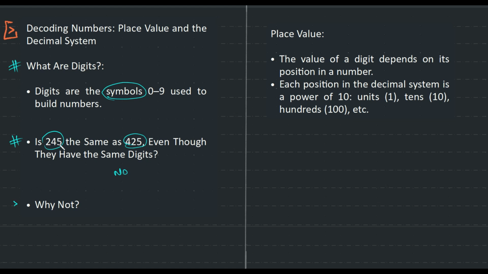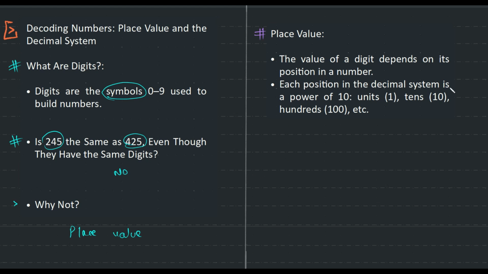As a continuation, why is this not the same number? I mean, they're made up of the same symbols. Why aren't they the same number? Because of something called correct place value. Okay, so place value is the value of the digit depending on its position in a number. Place value determines the value of the digits at a particular position.